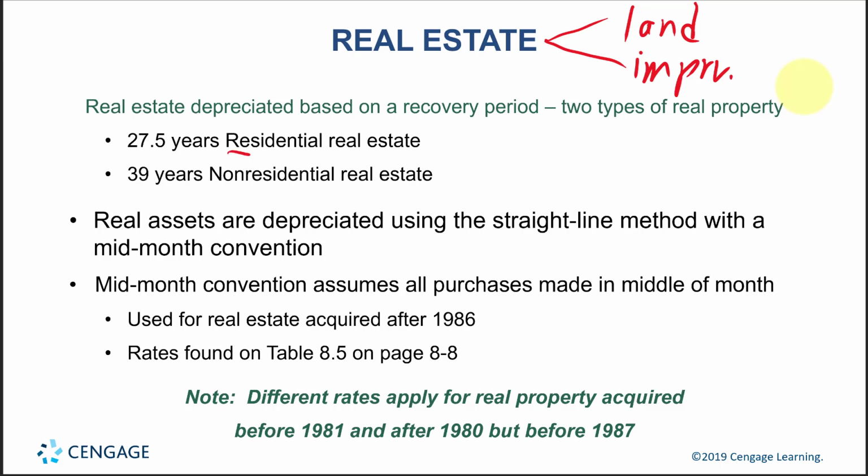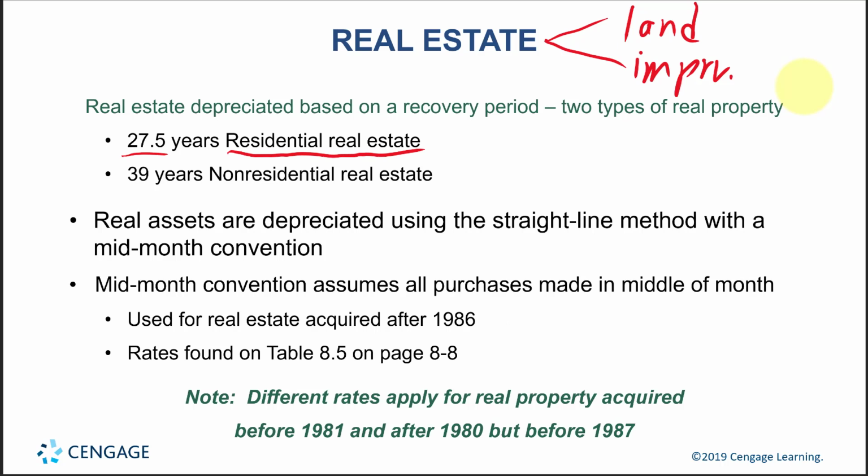Now, improvements have to be allocated into two categories. One is called residential real estate, where people live, like an apartment, a condominium, maybe a single family home. And we're taking the viewpoint of the landlord, not the tenant. The landlord is making money. The landlord is going to be able to deduct depreciation on the improvements to this property. And residential property is assigned a life of 27 and a half years.